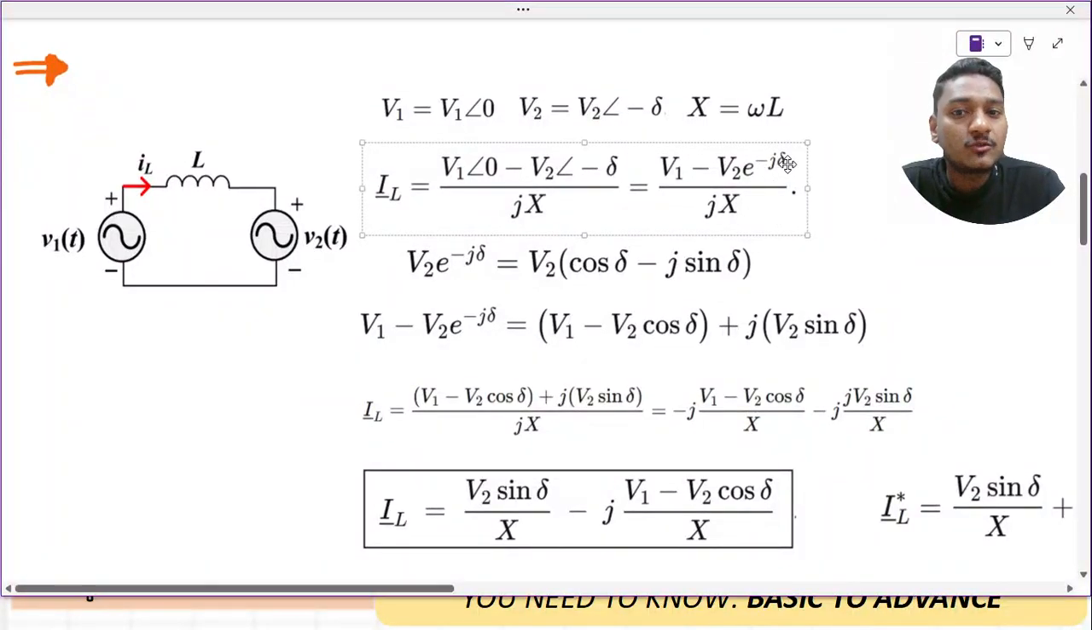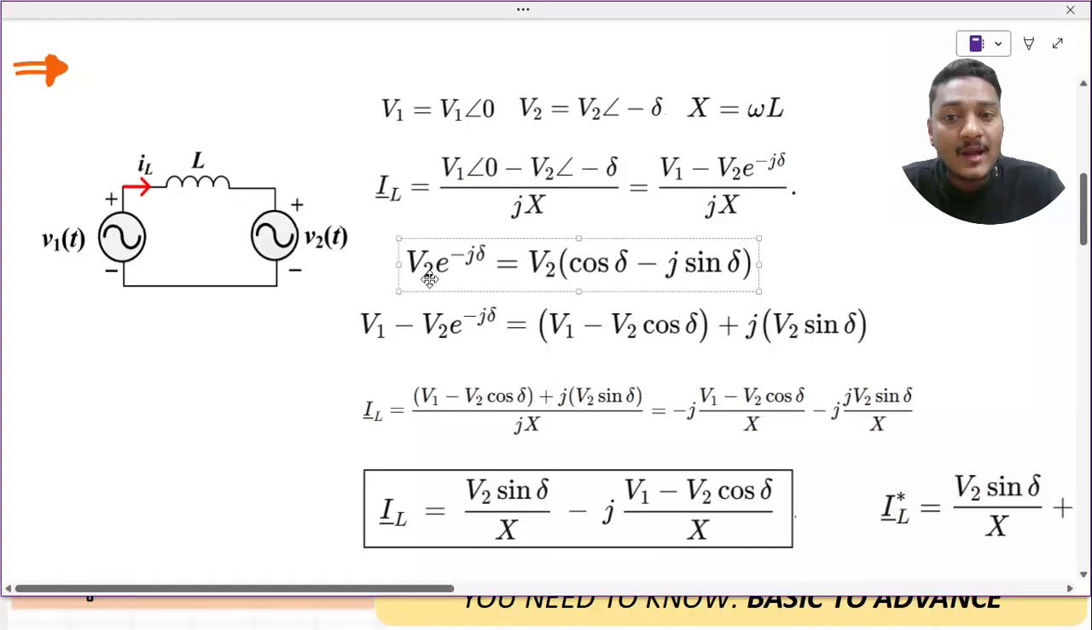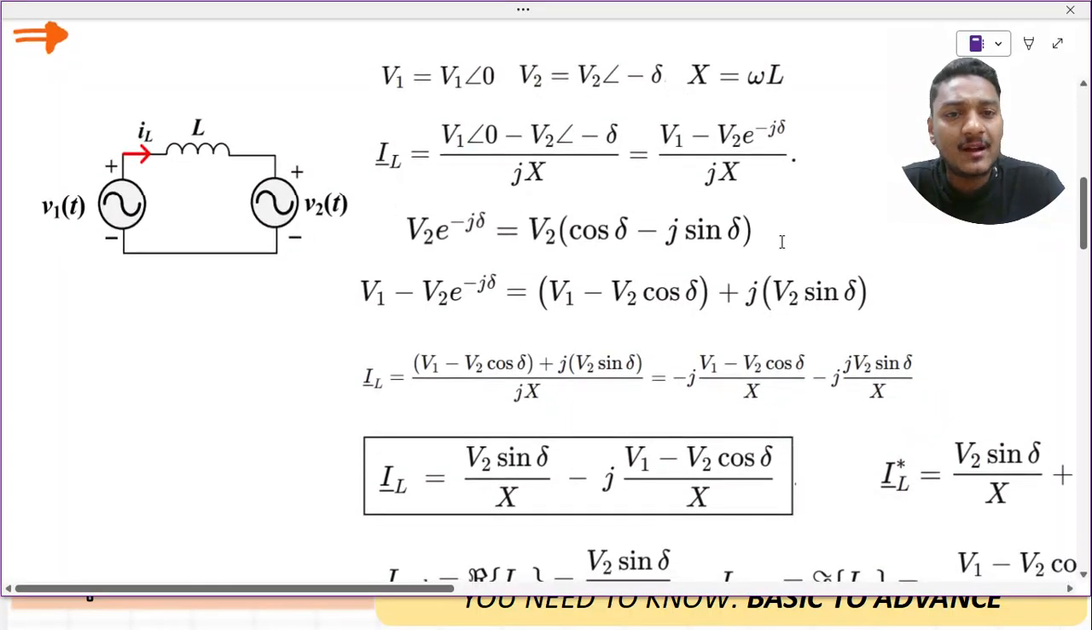Now V2 e raised to the power minus j delta, if I want to break it into real and imaginary parts, how can I write it? V2 e raised to the power minus j delta is V2 cos delta minus j sin delta. This is a very fundamental identity. Now the overall numerator term is V1 minus V2 e raised to the power minus j delta. How can I write it? I have clubbed the real terms on one side plus the j imaginary term on the other side.